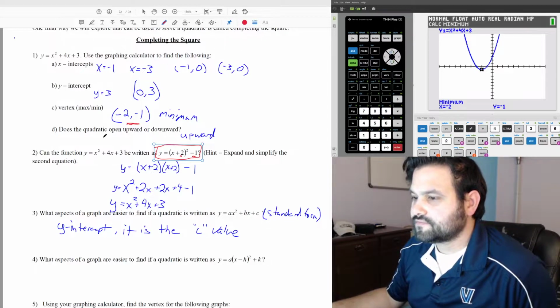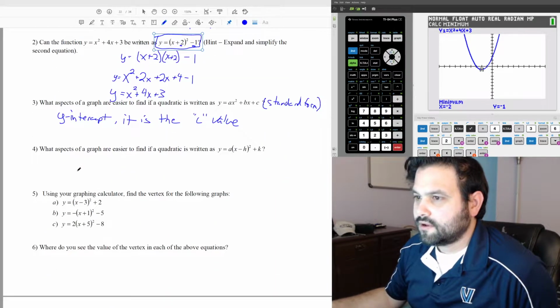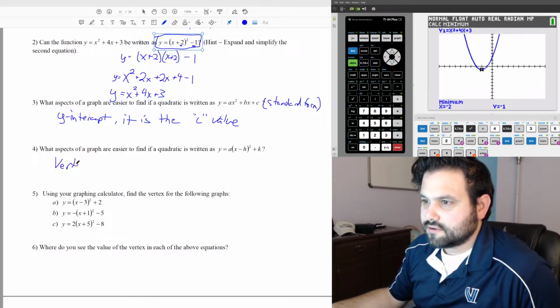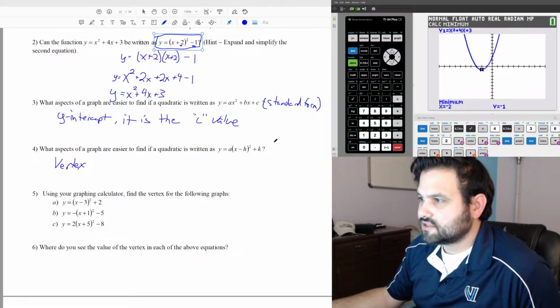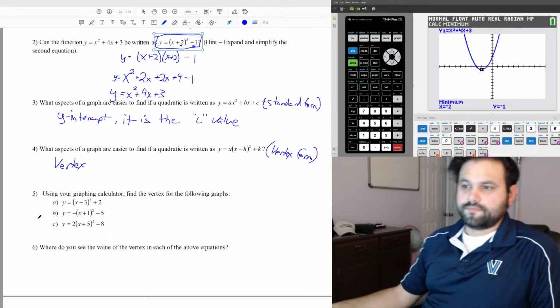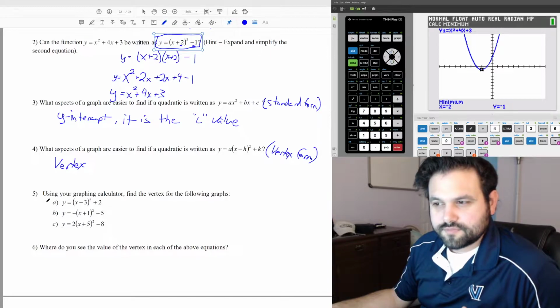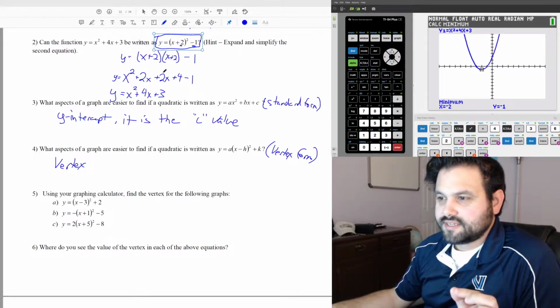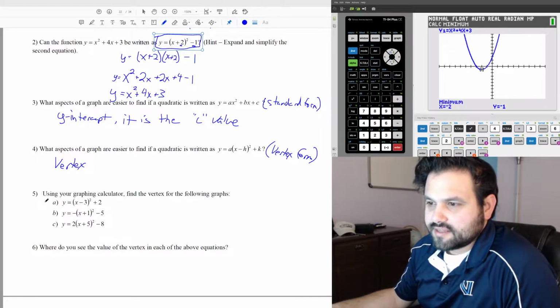So let's go back. What aspects are easier to see? It's the vertex. And in fact, this is called vertex form. So it didn't quite give us exactly the vertex. If you notice, there was something a little bit different. So let's take a look at these examples.